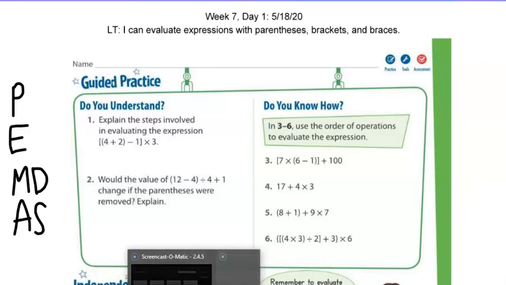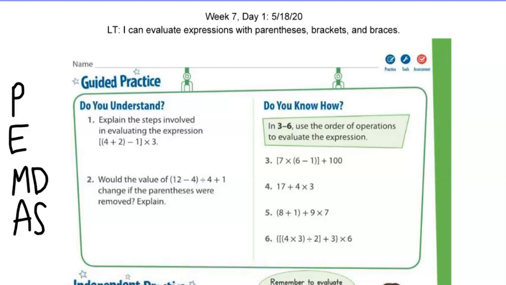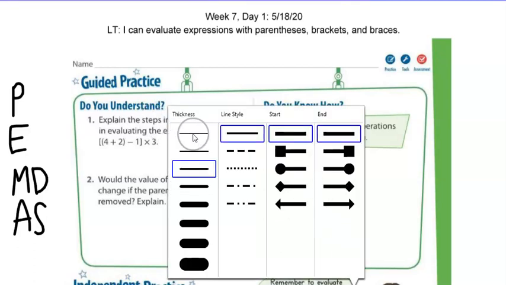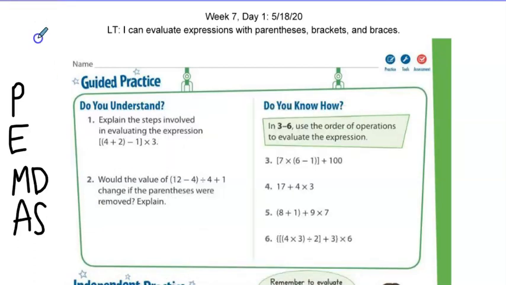All right, so take a look at number 1. On number 1, it says explain the steps involved in evaluating the expression. And just a reminder, an expression does not have an equal sign. So you'll notice that this does not have an equal sign. An equation equals something. So that would have an equal sign. An expression does not.